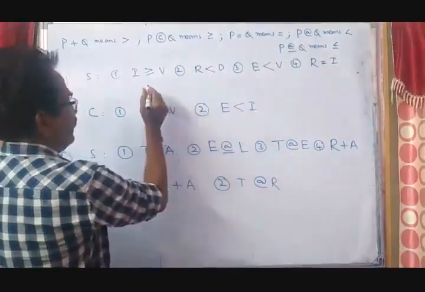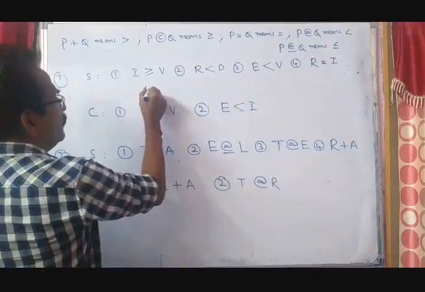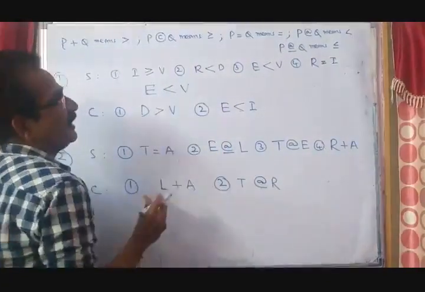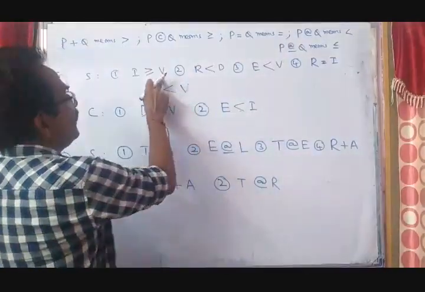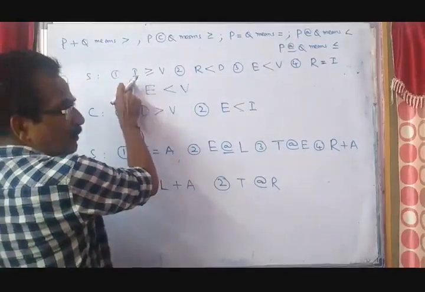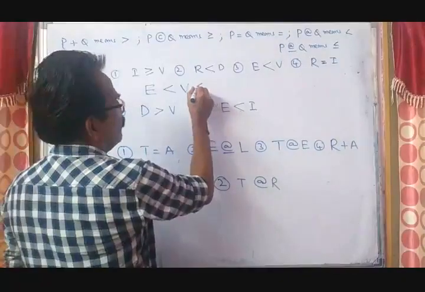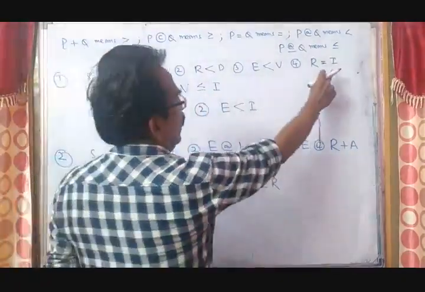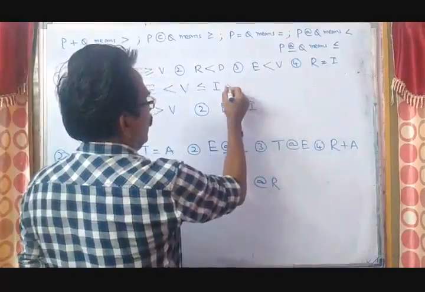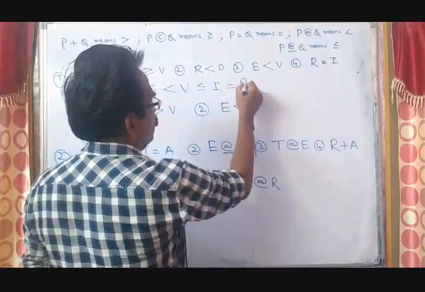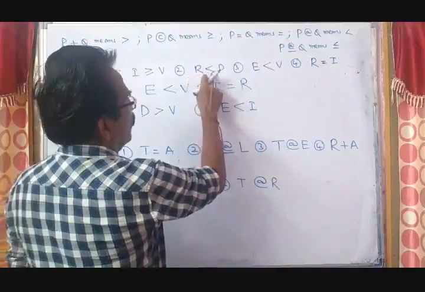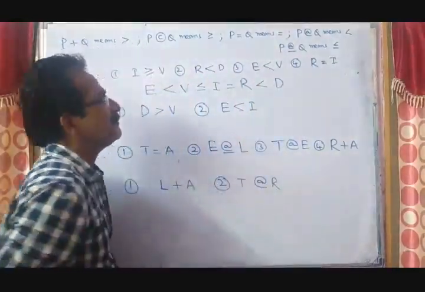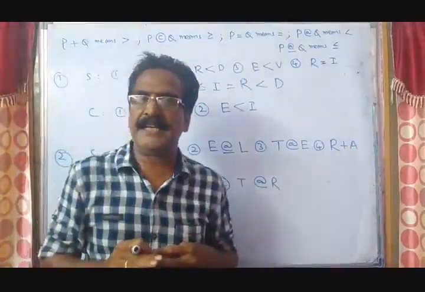E less than V. Then V less than or equal to I. I equal to R. R less than D. So our statement line is finished.